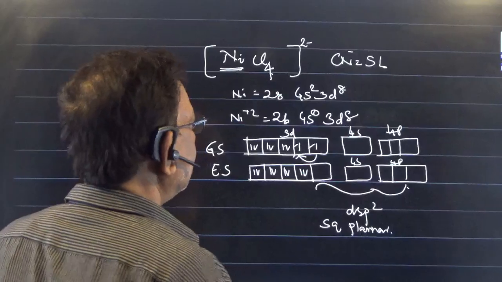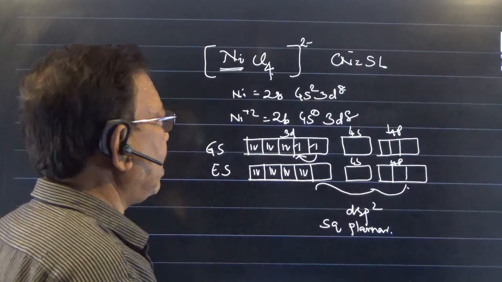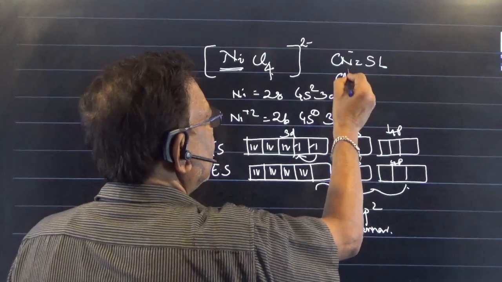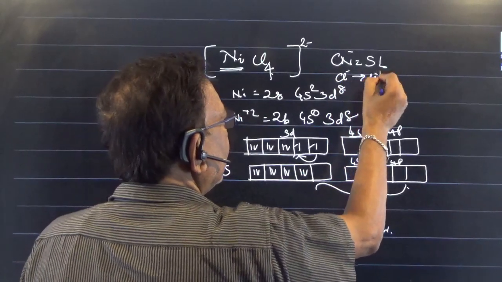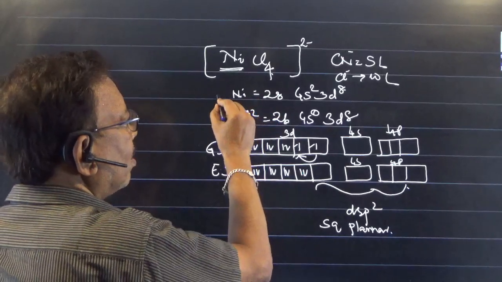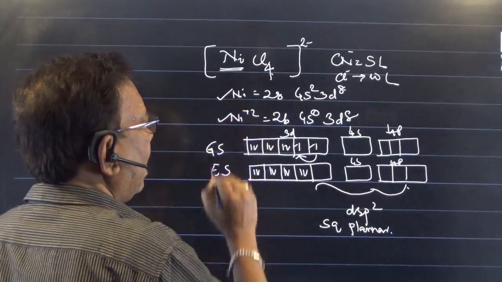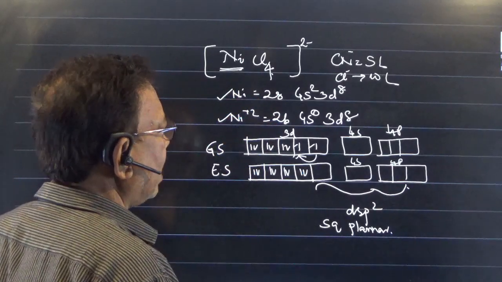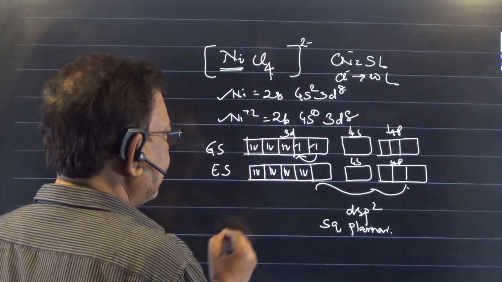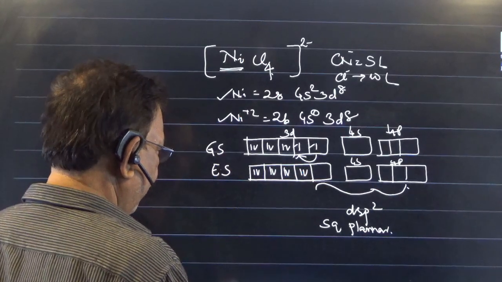This is Cl4, that is a weaker ligand. Cl minus is a weaker ligand. Now the configuration of its ion in the ground state and in the excited state will be different.